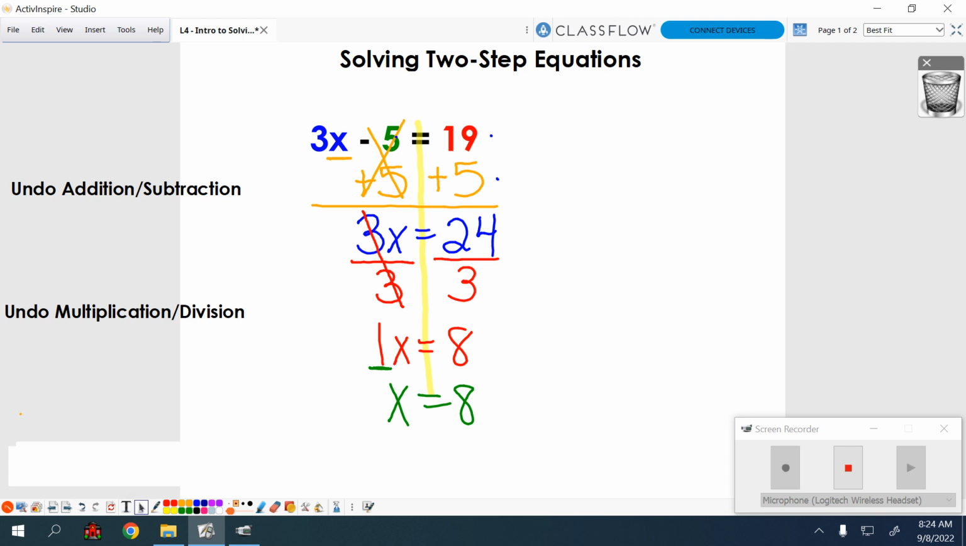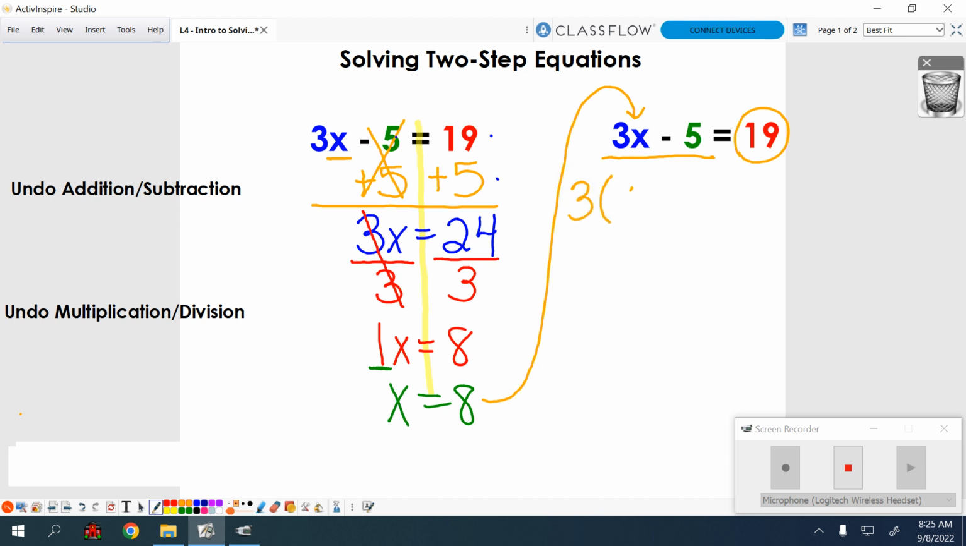So x equals 8, what does that mean? That means if I were to take this equation and then substitute this value for x into my problem, and then I solve this part of my equation, it's going to equal 19. So let me show you. If I have 3x, which is 3 times 8, minus 5, what we're saying is that should equal 19. So let's try it out.